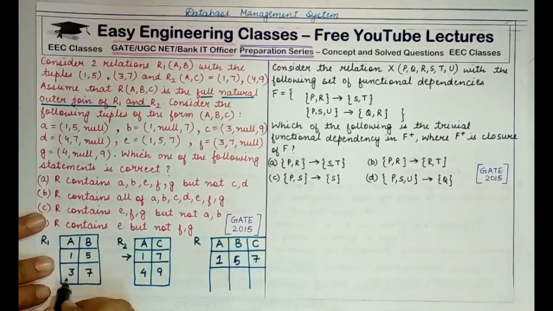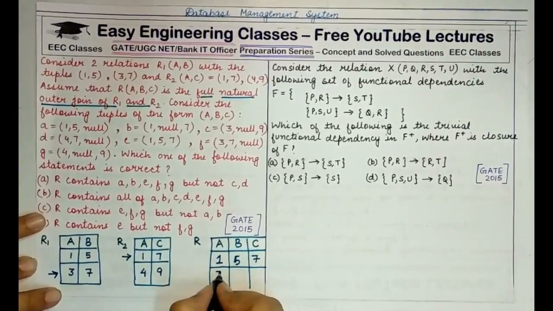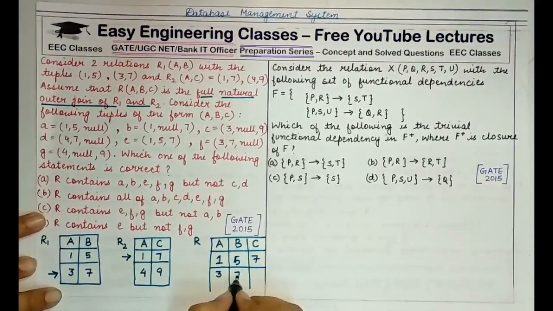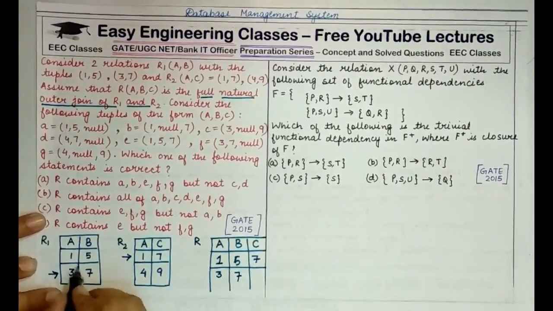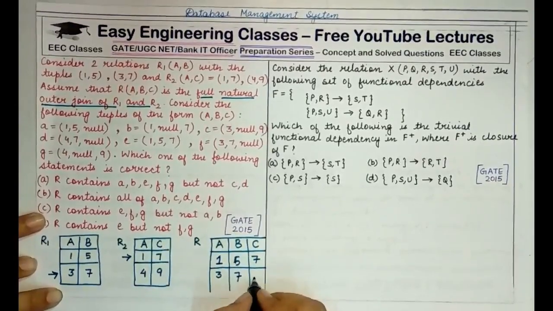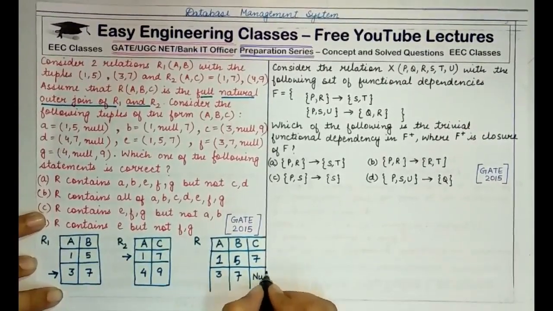We'll pick the next value from R1. The next row is (3, 7). I place 3 here, then I place 7 here in the B column. Then I check: is 3 present as A's value in R2? No, 3 is not present as A's value. So I substitute the value of C as null.